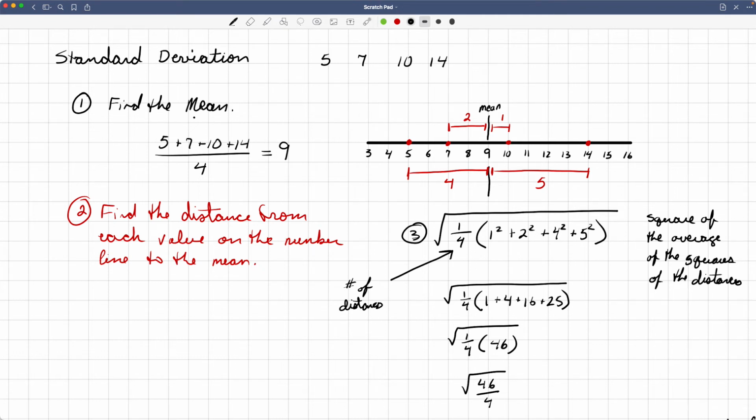All right, so first we find the average, or the mean. The mean is the average of these four numbers. These are the numbers in our set of data right here.